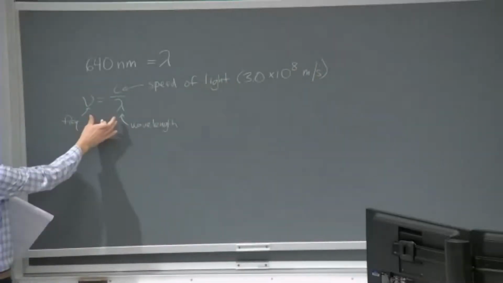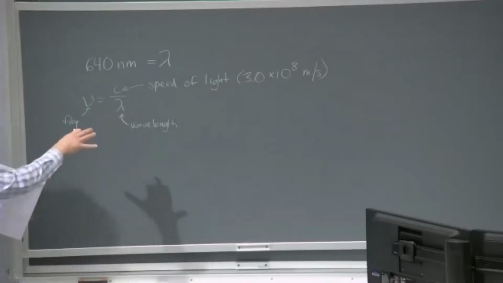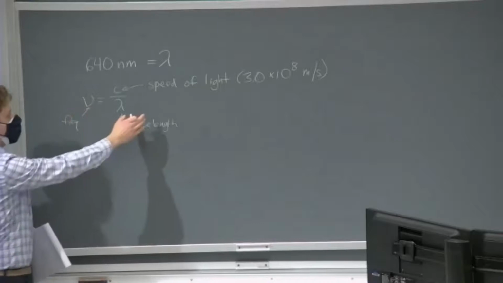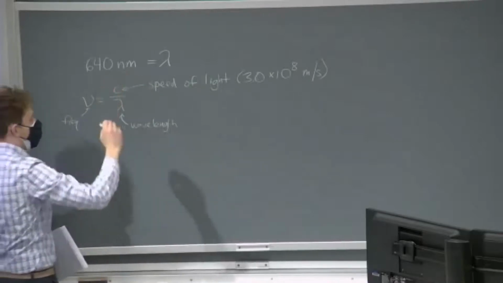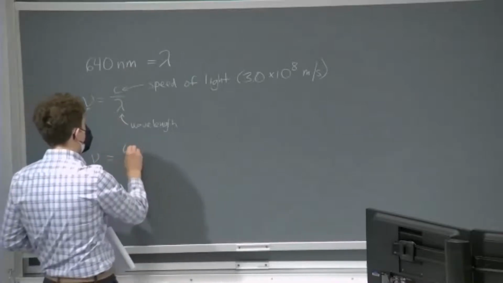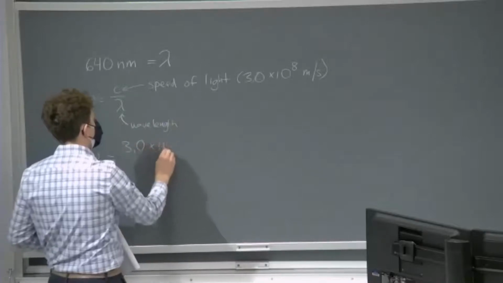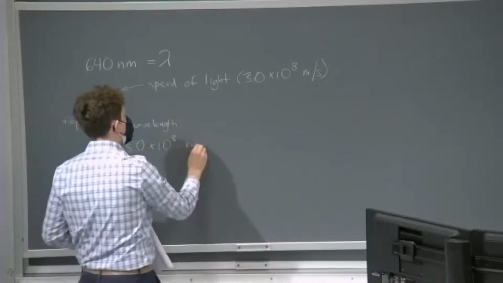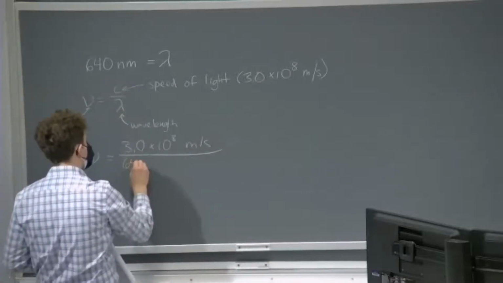Our equation, thanks to our little mnemonic device, is in the exact right order. We need to solve for frequency. We've got to plug in our values for speed of light and wavelength. We know wavelength up here, so let's do it. Nu equals 3.0 times 10 to the 8th meters per second divided by 640 nanometers.